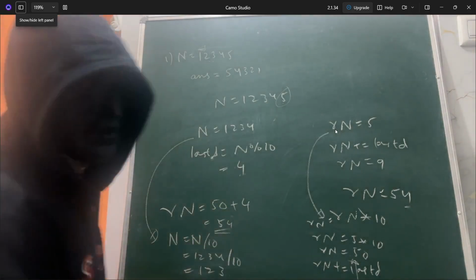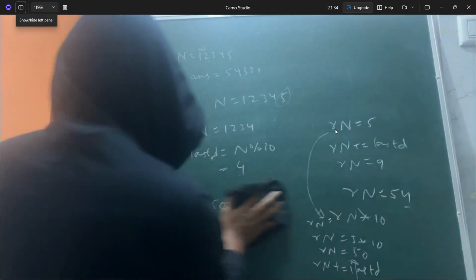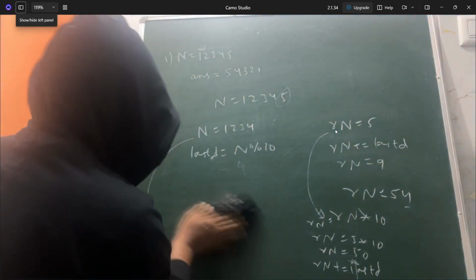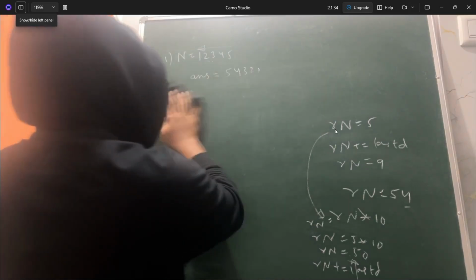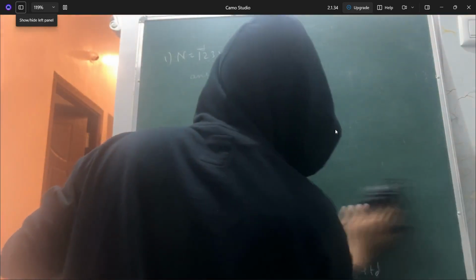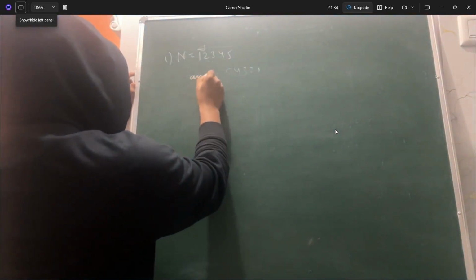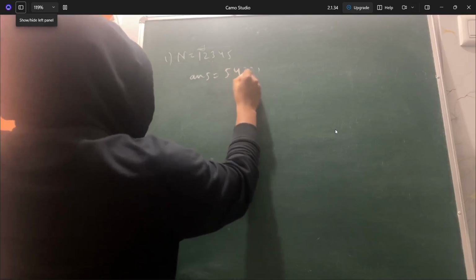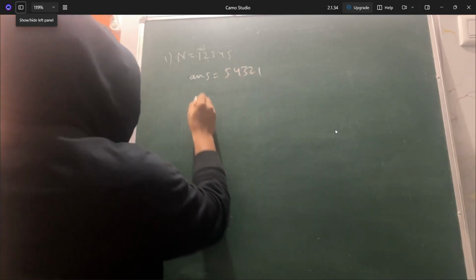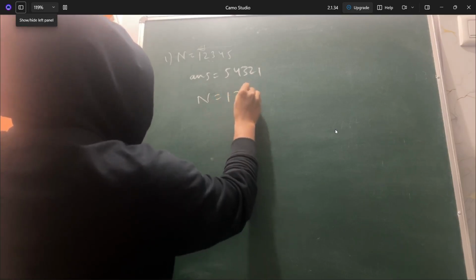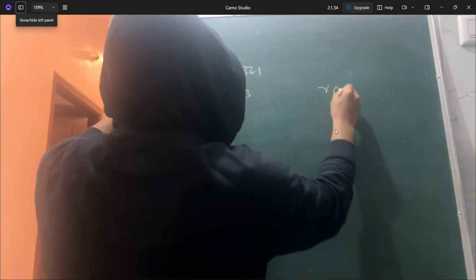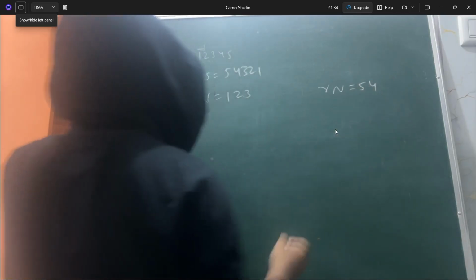So let me try to write the third step, and I'll tell you the formula we are using, so you will get the answer. So n is 1 2 3 4 5, and our answer has to be 5 4 3 2 1. Right now our n is 1 2 3, and reverse of n is 5 4. Kind of you're getting it.